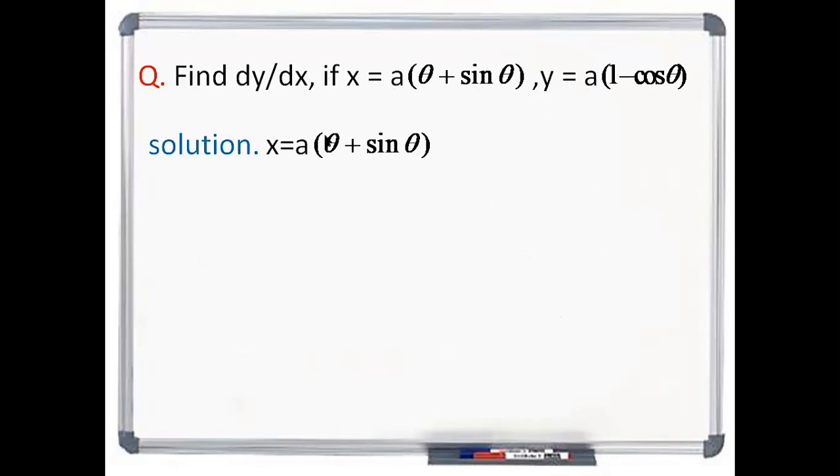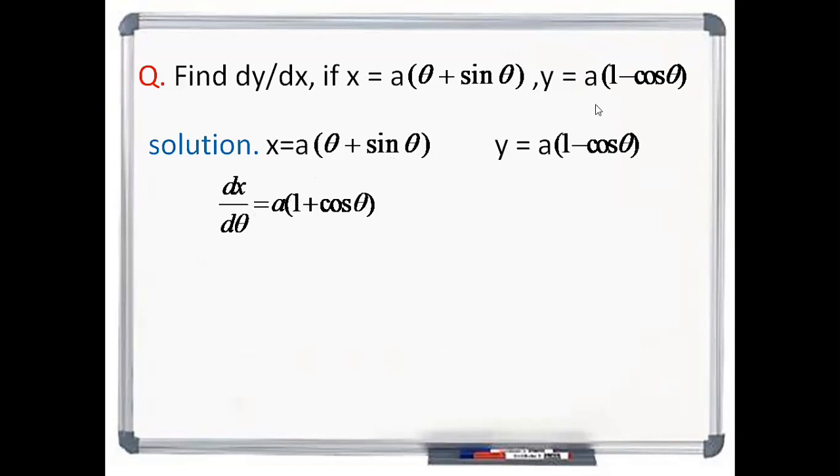So we differentiate the first function x equals a(theta plus sine theta). So dx over d theta. Theta is the variable, that's why we are differentiating this with respect to theta. The derivative of theta is 1 and the derivative of sine theta is cos theta. So in this way we have dx over d theta equal to a(1 plus cos theta).